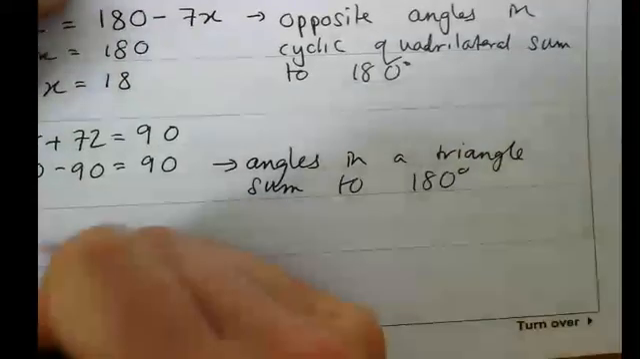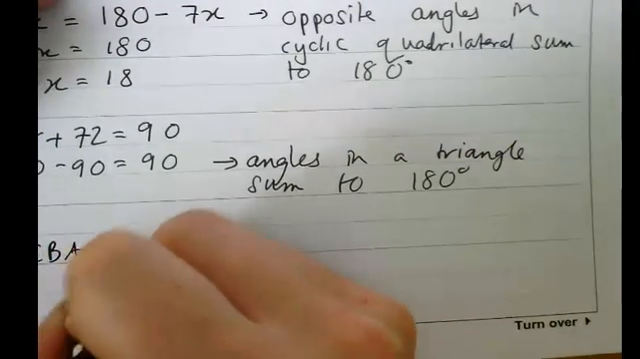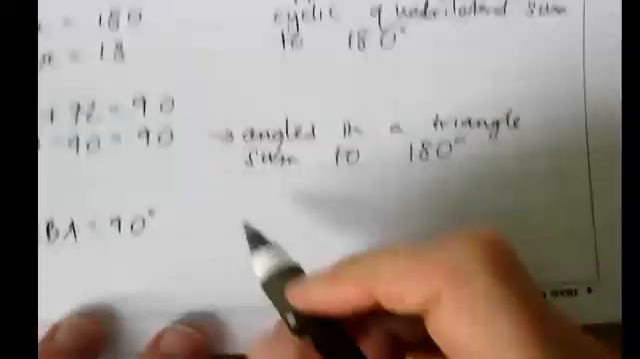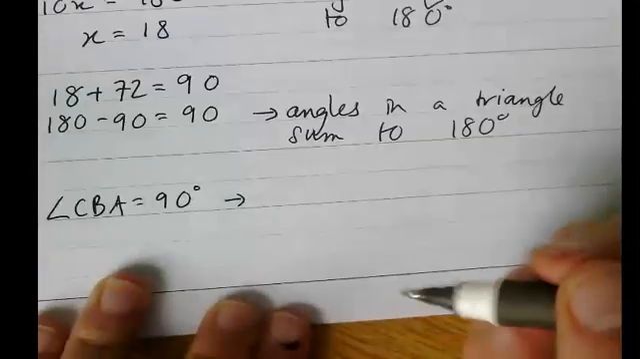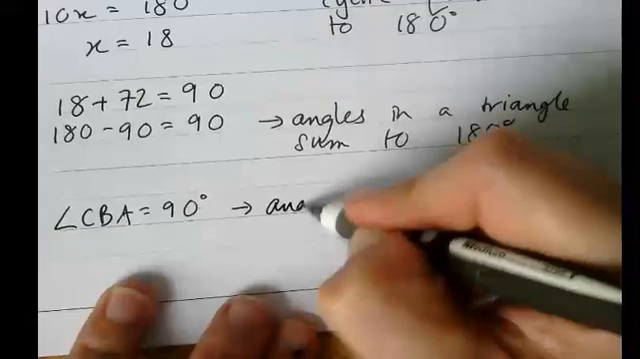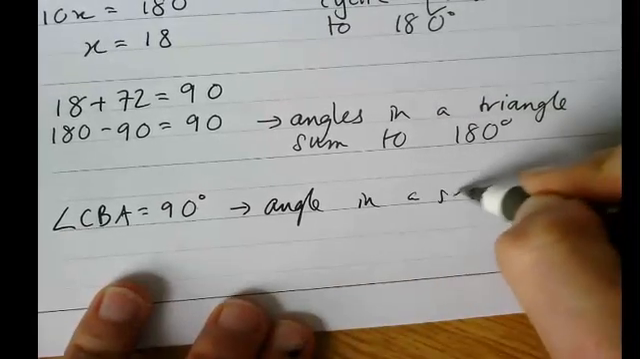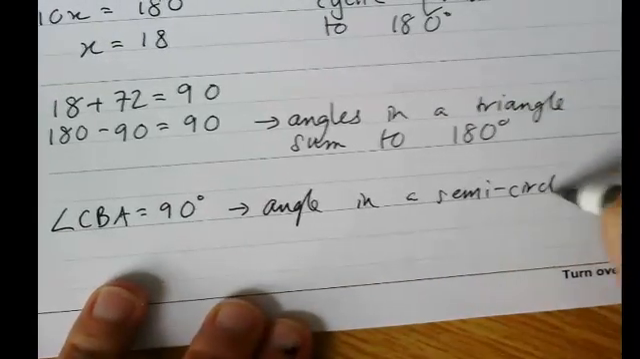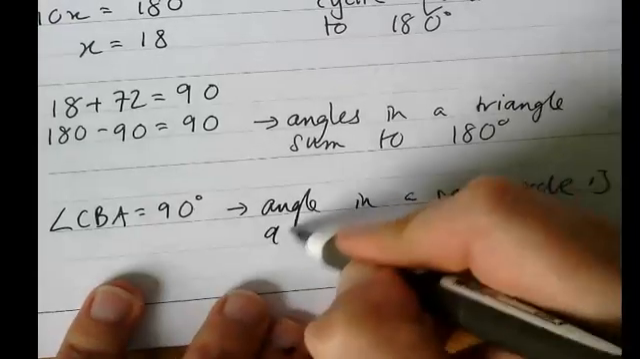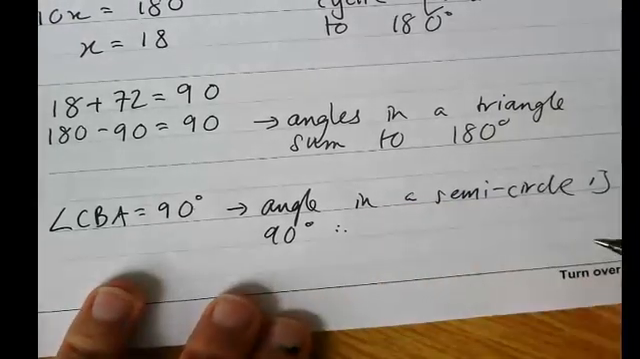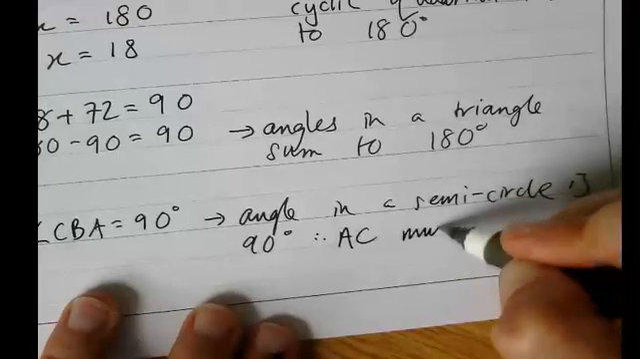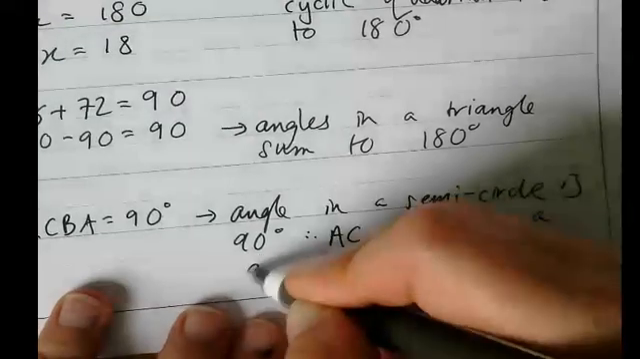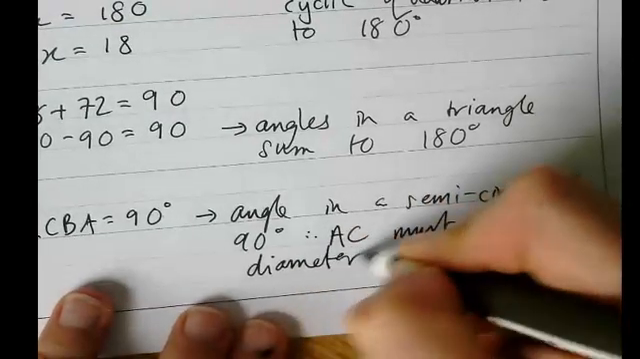My final step is just to wrap up my proof. So angle CBA is 90 degrees. And I'm then going to say angle in a semicircle is 90 degrees. Therefore, AC must be a diameter.